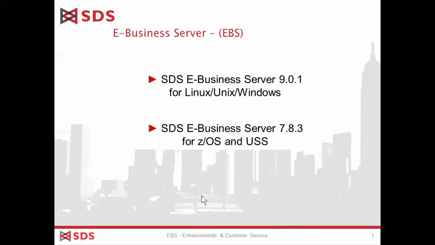Today I'm going to talk to you a little bit about how you can use eBusiness Server and also show you some of the interfaces that come with the product. Just as a reminder, I will be talking about our current GA version of SDS eBusiness Server, and that would be 9.0.1 for the Linux, Unix, and Windows platforms, and for the folks that make use of the product on z/OS and also on USS, that would be version 7.8.3.